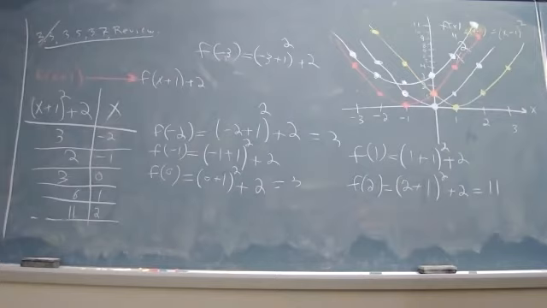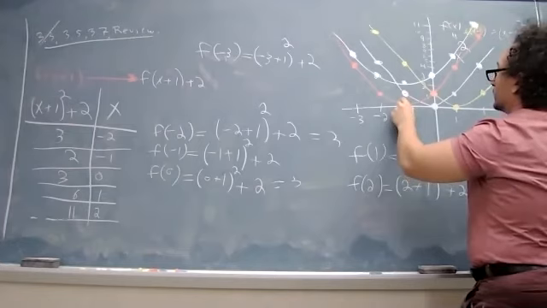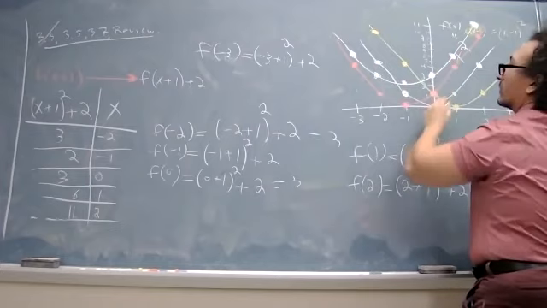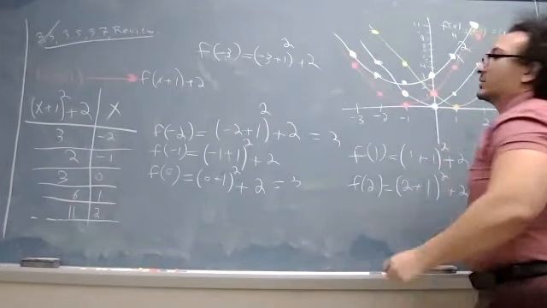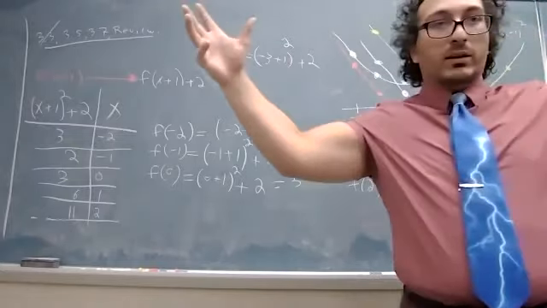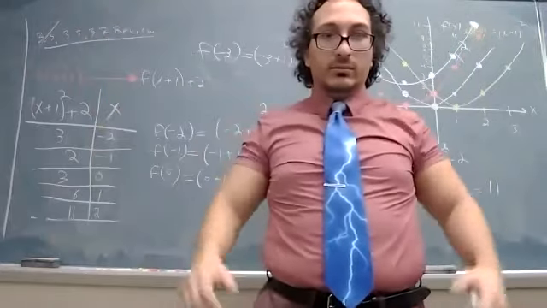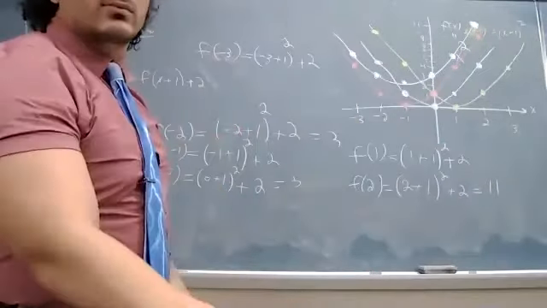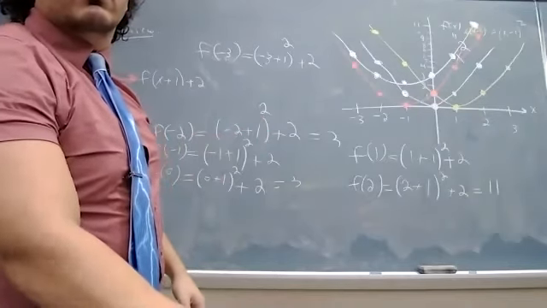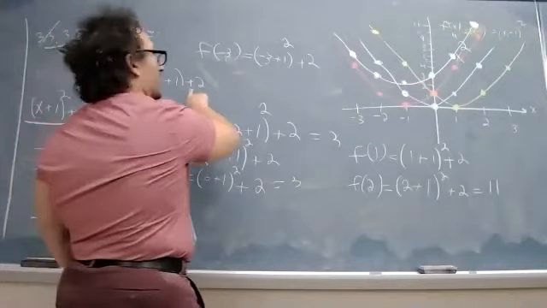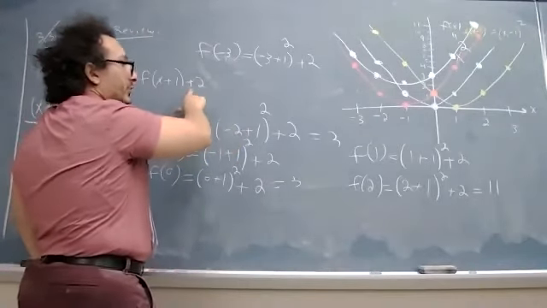Yes, it was a vertical shift by 2. Notice every red piece went up by 2 units. 1, 2. 1, 2. They all went up by 2 units. So it's as if you picked up the red graph, moved it up by 2 units, and put it down. So adding a number here causes a vertical shift by 2.